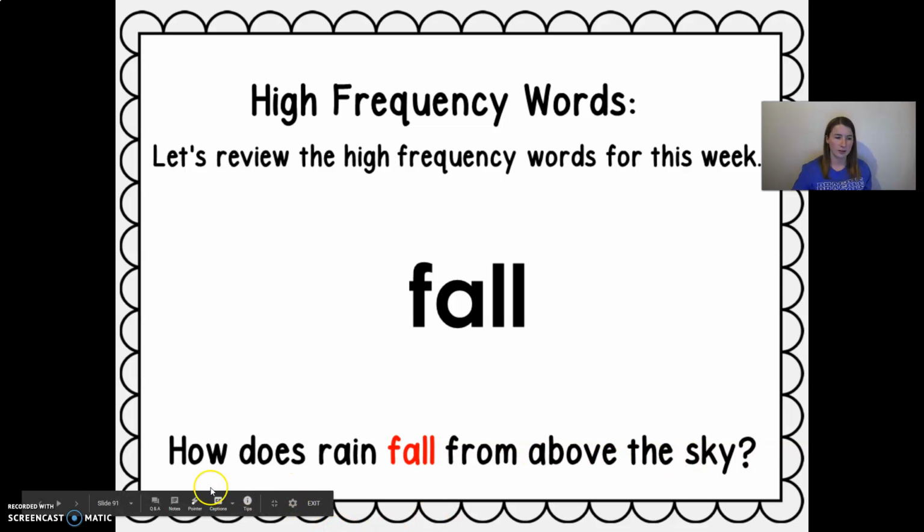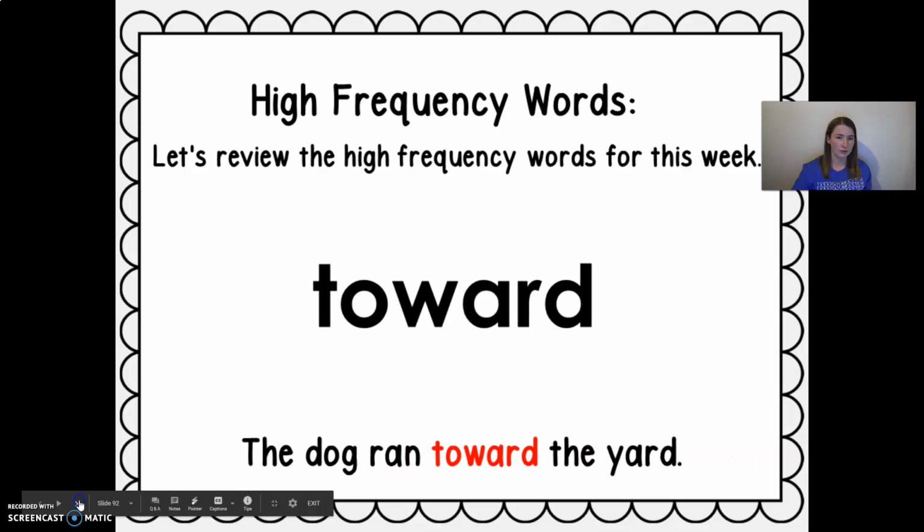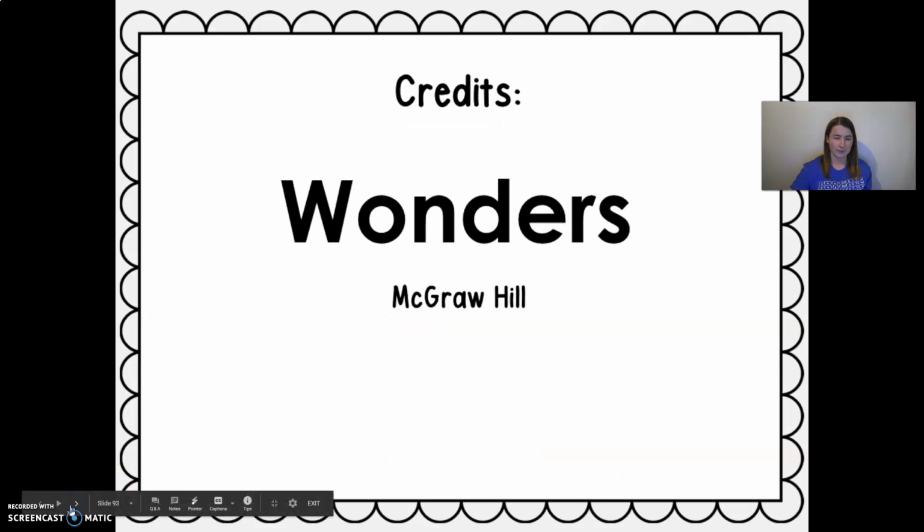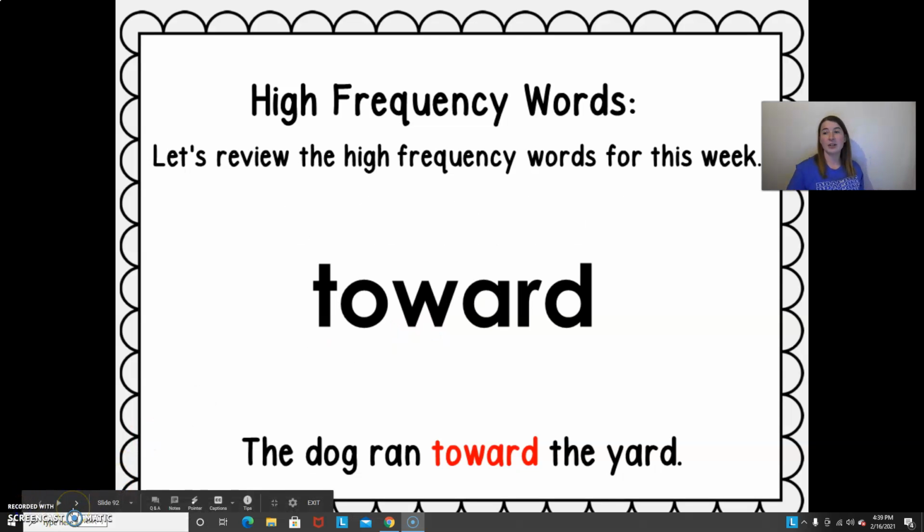Alright, next word. Fall. How does rain fall from above the sky? Another question mark. Fall. Alright, let's go write it. F-A-L-L, fall. Alright, let's do this one. Toward. The dog ran toward the yard. Alright, let's go write it. T-O-W-A-R-D, toward. Alright, good job, first graders. Don't forget to make sure you do everything on your whiteboard.